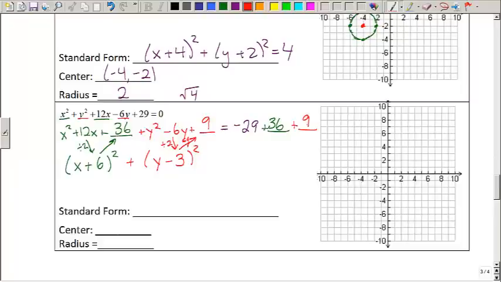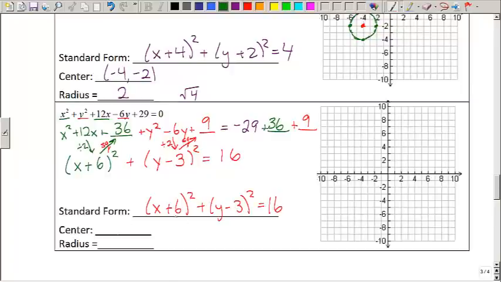Notice that whenever I square a value, I'm always going to be positive. So the values that you're adding in are always going to be positive on the left-hand side as well as the right-hand side. Combining like terms on this side, I'm getting negative 29 plus 36 plus 9 is equal to 16. And that's my standard form of the equation. x plus 6 quantity squared plus y minus 3 quantity squared equals 16.